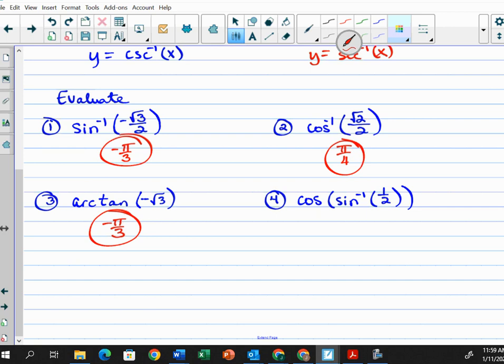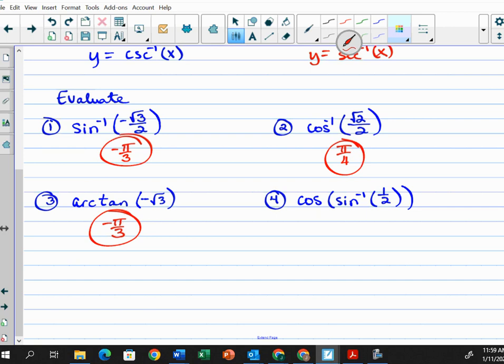What value has a sine of 1 half? Cosine of that is... 5/6. Okay, guys. Start on the inside, work your way out.